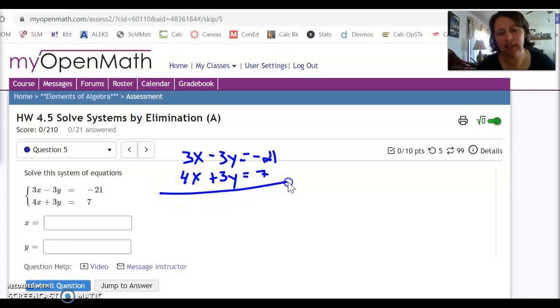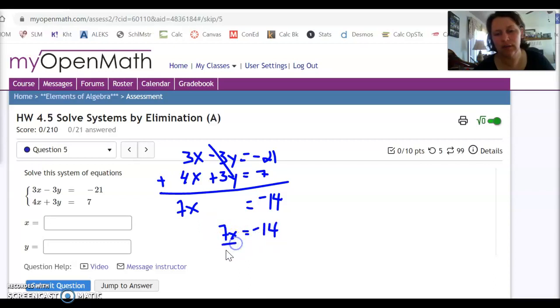Okay, so write the two equations together. Make sure you're lining up your variables. Make sure you line up the constants on the right hand side, and then add down. So 3x plus 4x is 7x. Negative 3y plus 3y cancels each other out. Negative 21 plus 7, that's going to make me think for a minute. Negative 14. So then we have 7x equals negative 14. Divide both sides by 7, and we end up with x equals negative 2.